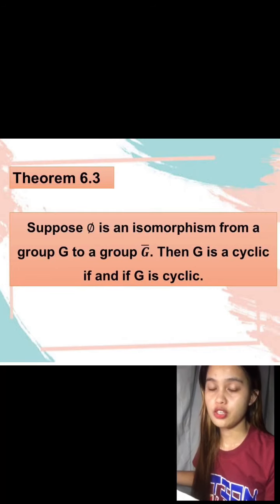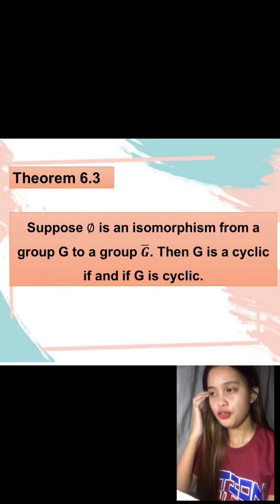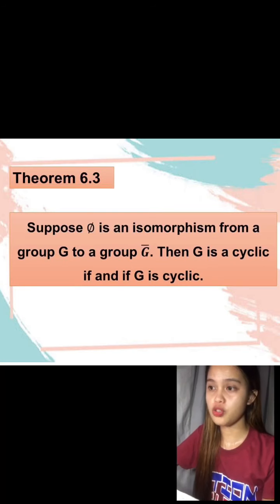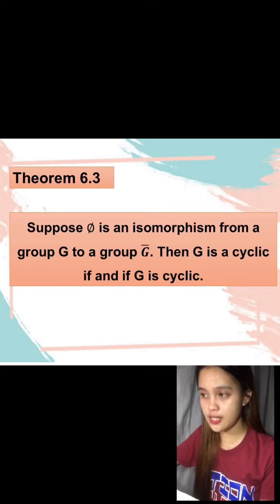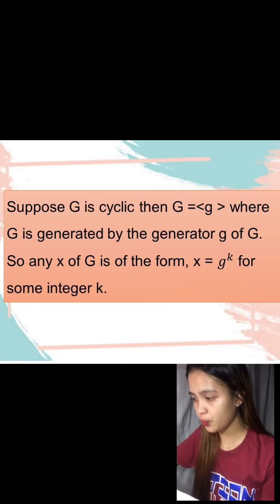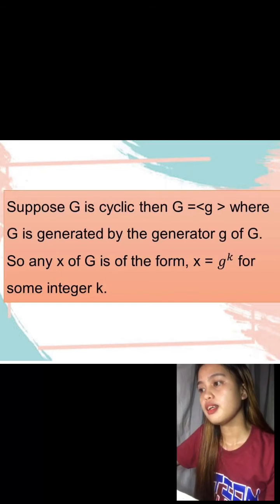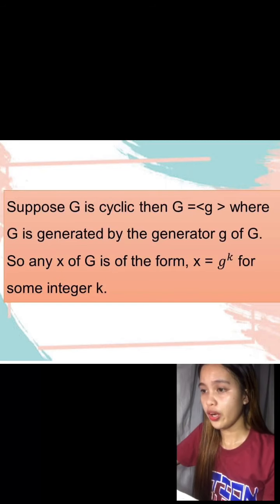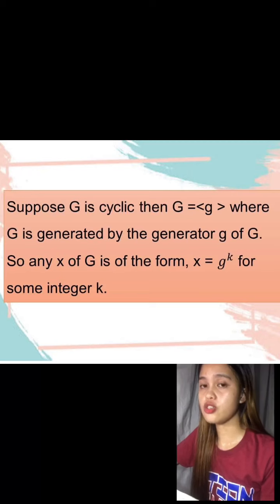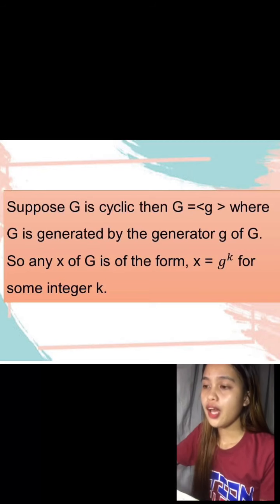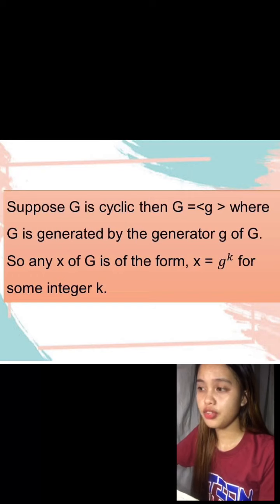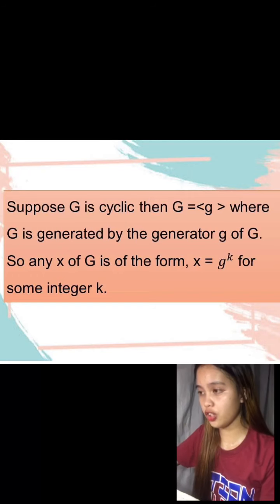So now let's proceed to theorem 6.3. Suppose phi is an isomorphism from a group G to a group G bar, then G is cyclic if and only if G bar is cyclic. So suppose that G is cyclic, then G is equal to the group generated by g, where g is the generator of G. So any x of G is of the form x equal to g to the power of k for some integer k.